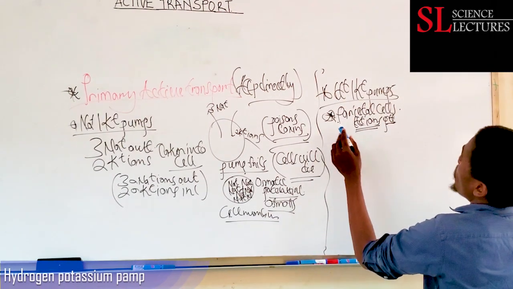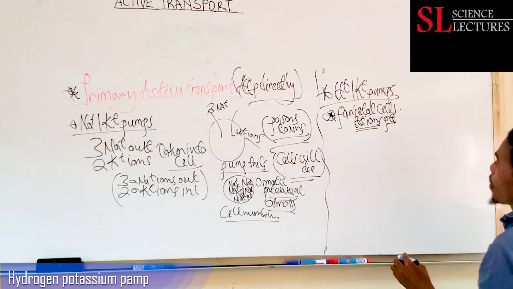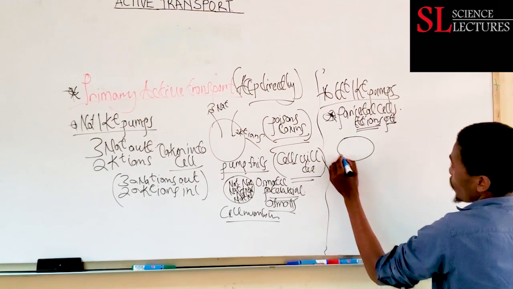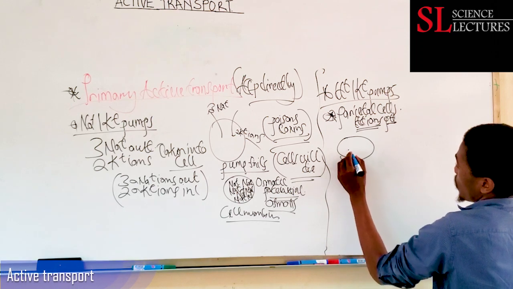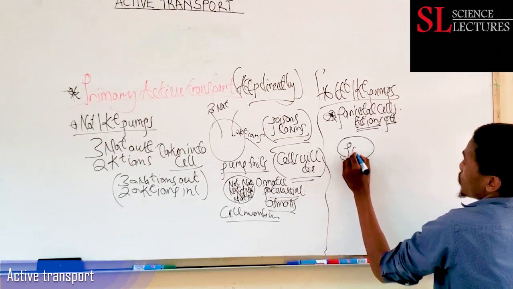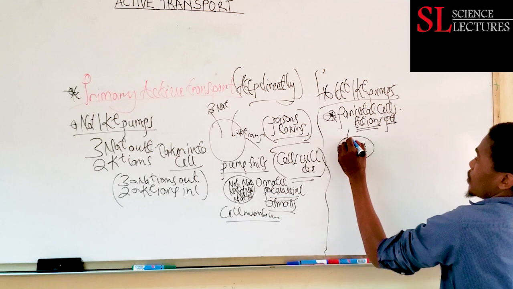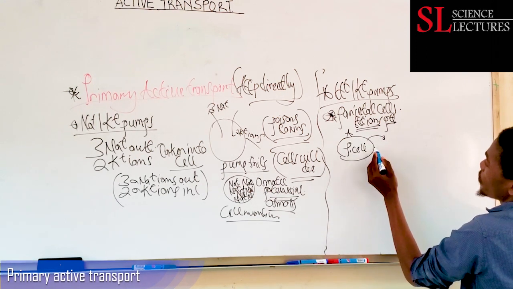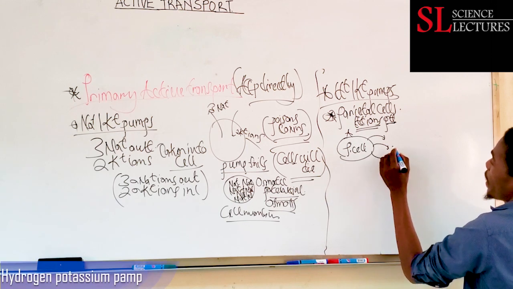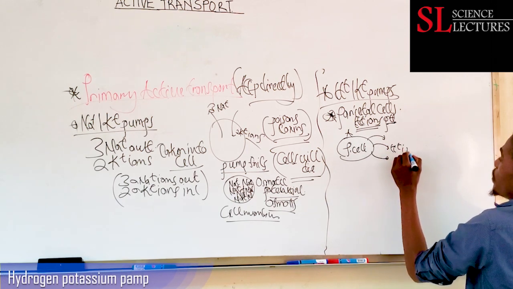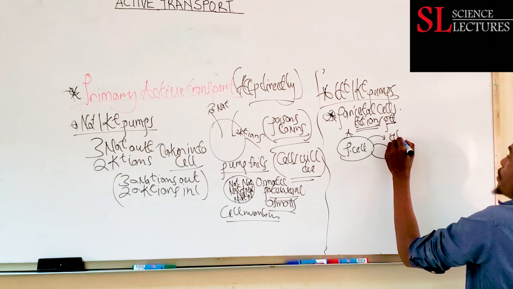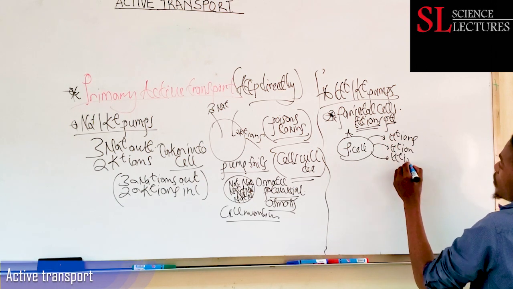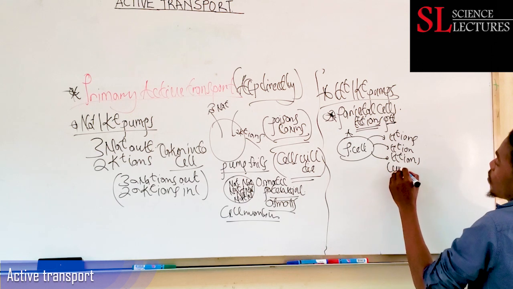So parietal cells, this is where the pump will work. If this is our parietal cell, let's say cell A is a parietal cell, the pump will pump hydrogen ions, hydrogen ions, hydrogen ions, and another hydrogen ion into the lumen of the stomach.